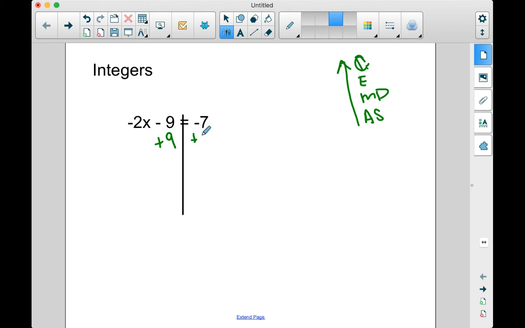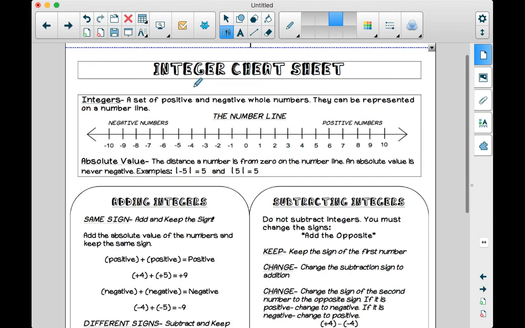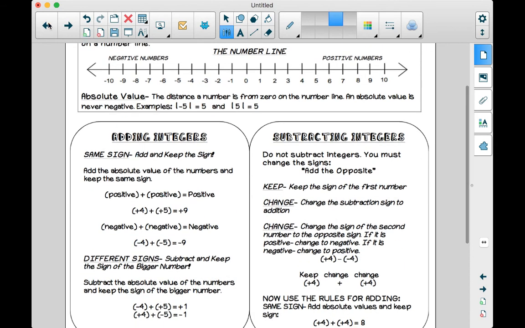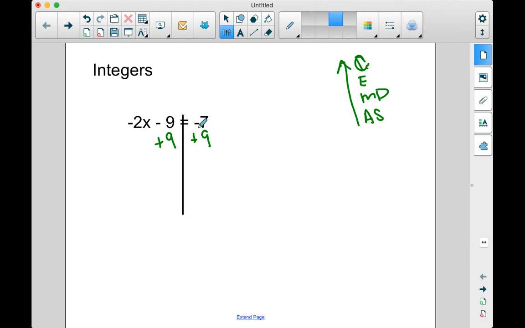So I'm adding 9. Now over here, and I can use a number line to demonstrate this too, but over here in adding integers, I see that they have different signs. So because they have different signs, one's a negative and one's a positive, I'm actually going to subtract them. So on the number line, the justification is if I'm at -7 and I add 9, where do I end up? So here, 9 minus 7 is 2. And I keep the sign of the larger. So I end up at +2.